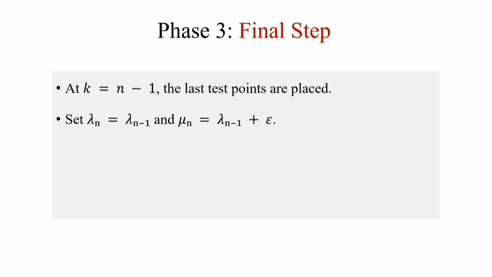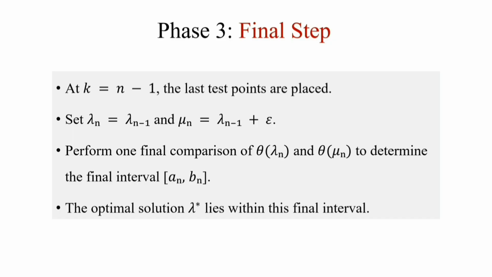Phase 3, Final step. The calculations for the final step are different from the other steps, and it is defined here. At this point, the algorithm reaches the final stage. The remaining uncertainty interval is very small, and the standard Fibonacci ratios can no longer generate two distinct interior test points. Therefore, a small positive constant is introduced and the last test points are placed as follows, and the midpoint of the final interval is taken as a numerical estimate of the optimum.